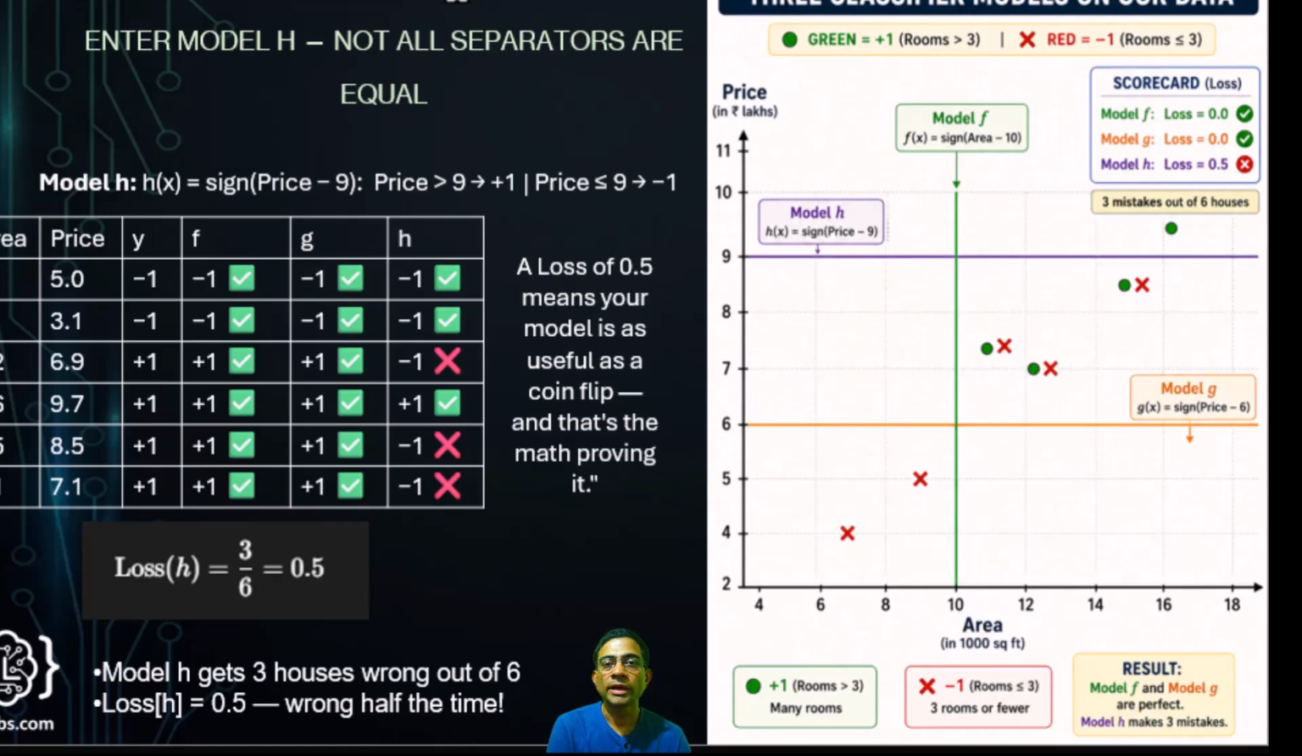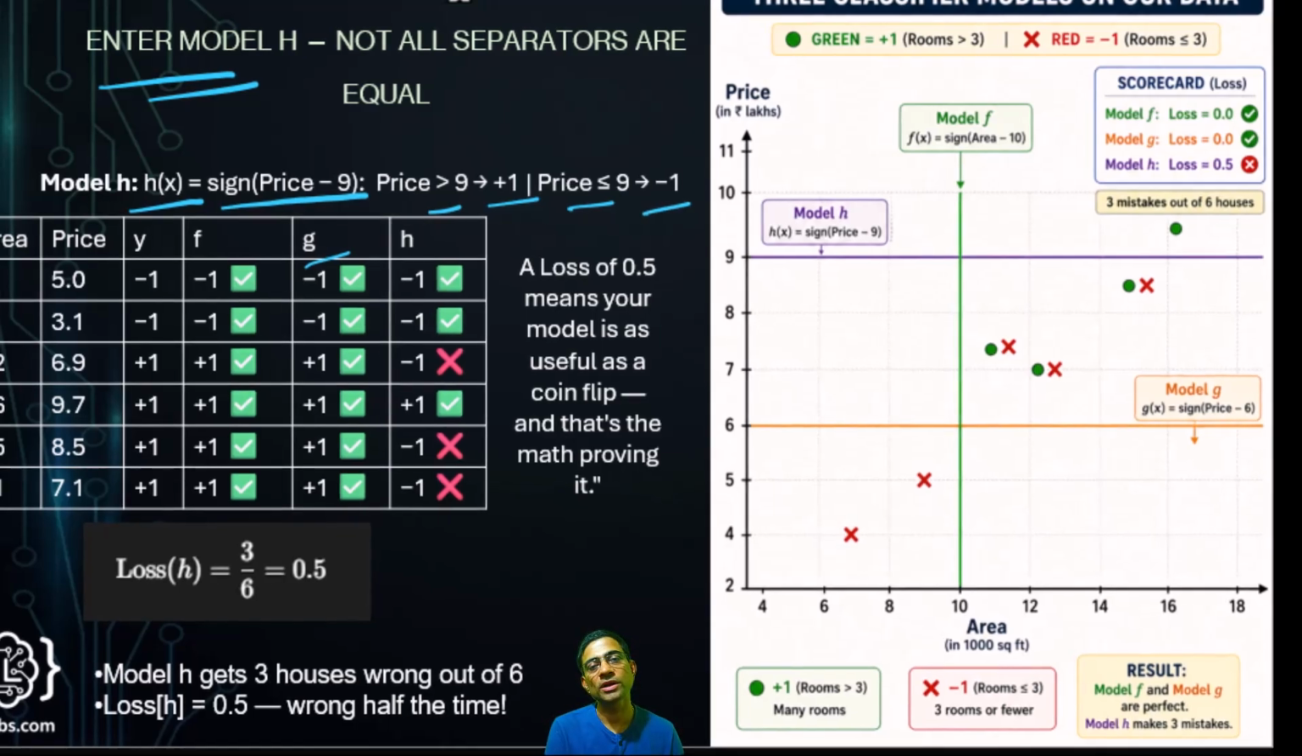So let us introduce the third competitor, who is the model H. Okay, what does model H say? Sign of price minus 9 will be plus 1. What was F of G? F of G was sign of price minus 6. If more than 6 was the price, then we were giving plus 1. So we introduced the third model, price minus 9. That means if price is greater than 9, the flats will have more than 3 bedrooms. If the price was less than 9, the flats will have less than 3 bedrooms.